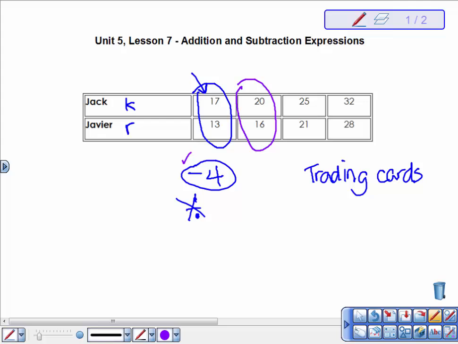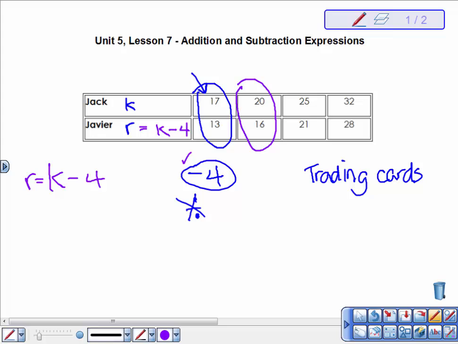So now I want to put that into a numerical expression, which, remember, is a fancy way of saying a math problem with a letter in it. I want to figure out, if I start with Jack's number of cards, whatever Jack has, what am I going to do to that number to get Javier's number? So my rule is going to be R equals K minus 4. So Javier is going to equal whatever Jack has minus 4. This is our rule. Sounds fancy, but really it's not.